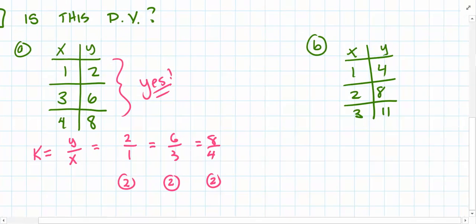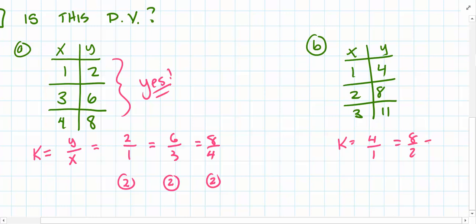Why is this one not direct variation? Because k would equal 4 over 1, which must equal 8 over 2, which should equal 11 over 3. Well, that's a 4. That's also a 4. That is not 4. Therefore, this one is a no, right?